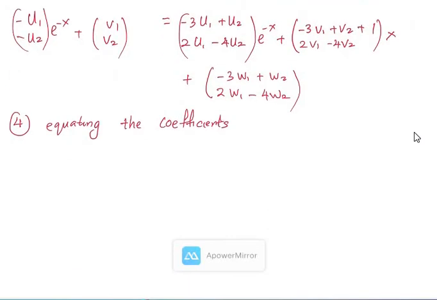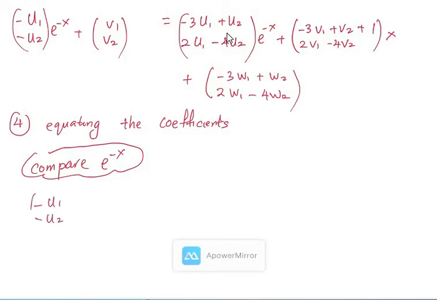Okay, by comparing the exponent negative x. Okay, compare the exponent negative x. If you look at here, this is exponent negative x, so we want to compare this one. So we take the value of this one. And for the right hand side, this is the exponent negative x, so we will take the value of this one. So negative u1, negative u2 equal to negative 3u1 plus u2, 2u1 minus 4u2.